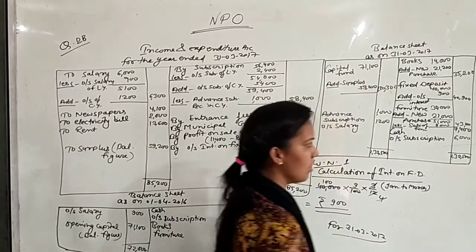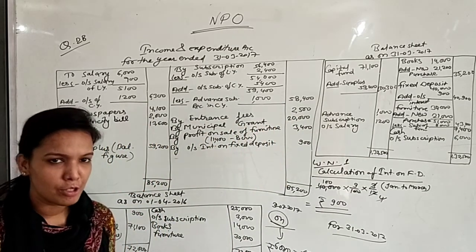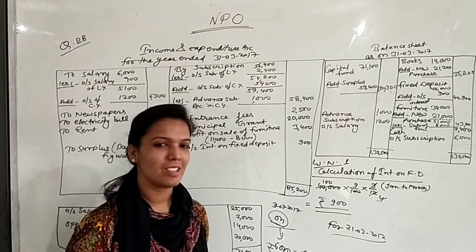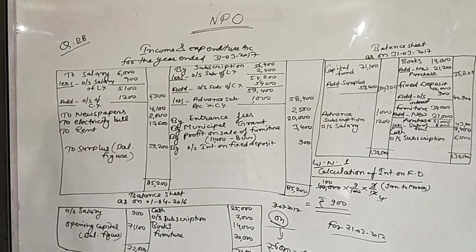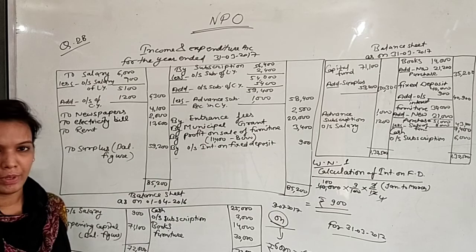You should check it once. If there is any mistake, inform me. I am also a human, there may be a mistake, so you should check it. So this is your balance sheet. From my side, your question is completed.